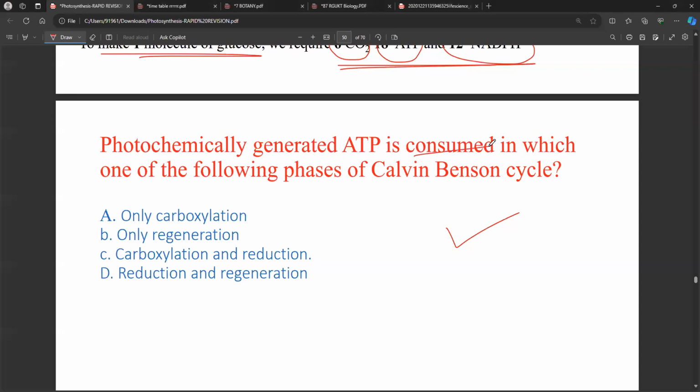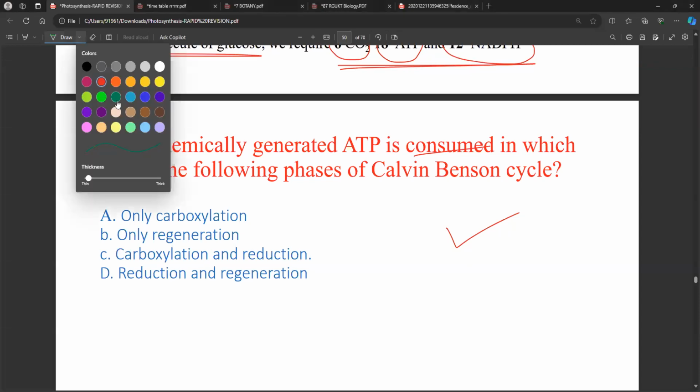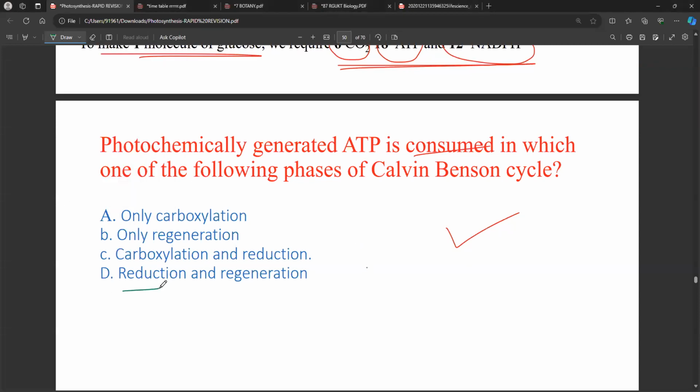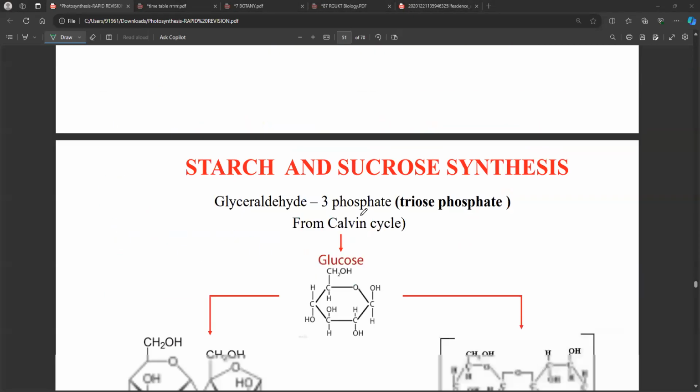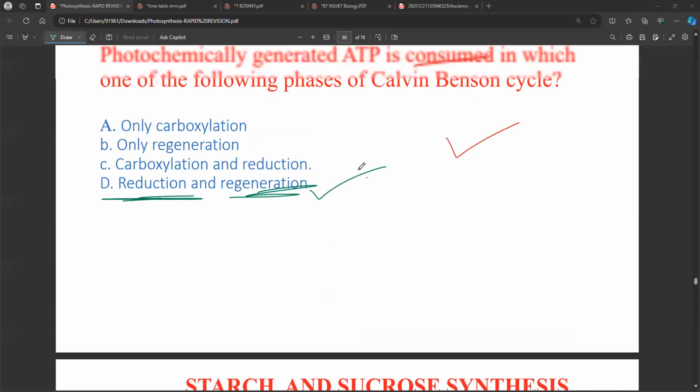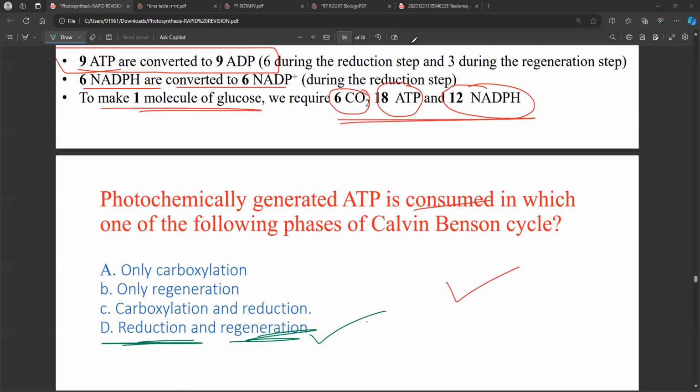So there are only 2 steps where we have spent it. We spent it during the reduction, as well as during the regeneration. Of course, yes. Wonderful. Again, all the students remember, this is also very crucial.